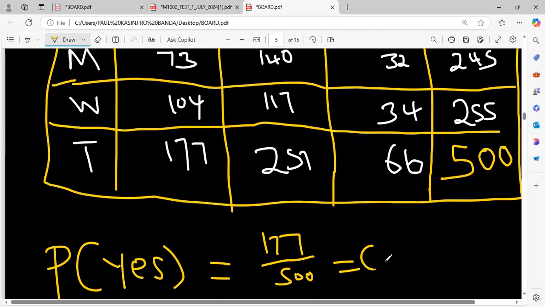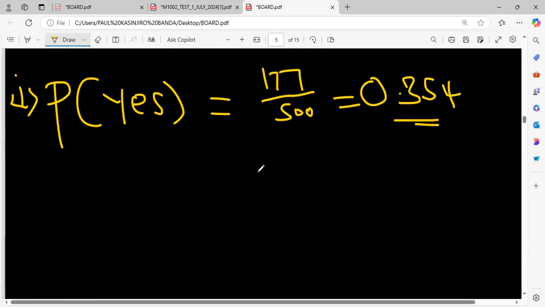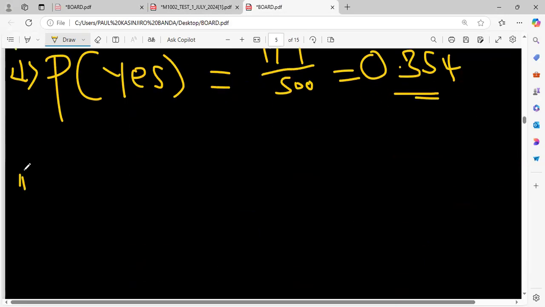Okay, I'm getting my probability as 0.354. This is our first answer. Then the second one, we want to find the probability of saying yes, given that it is a woman. So here we're finding a conditional probability. This is number 2. We're finding the probability of saying yes, given that it is a woman.